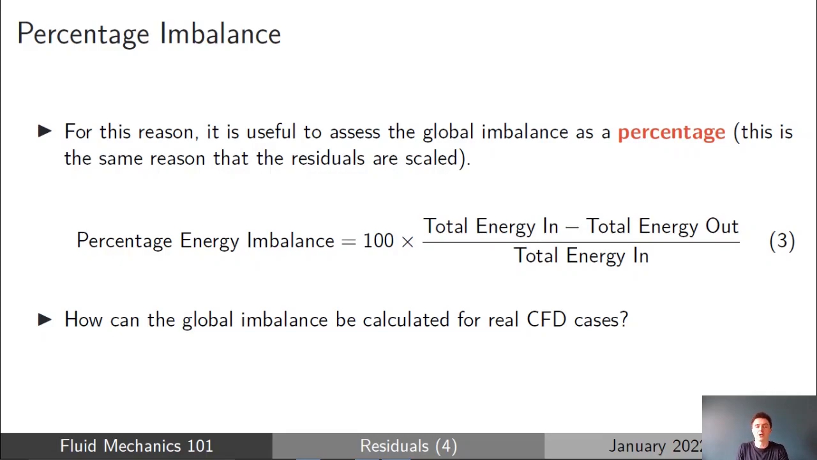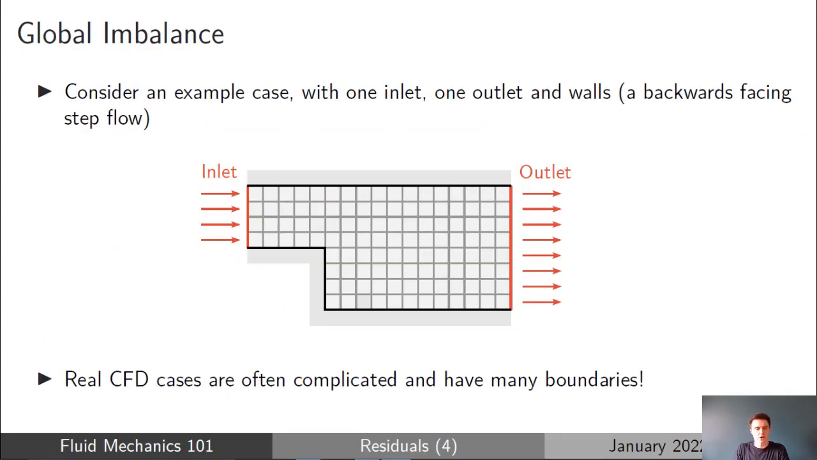Now, so far, I've only looked at a simple example, as before, of 1D heat conduction in a bar. We've got heat coming in the left end and heat going out the right end. But what do we do for real CFD cases that are more complicated, that have perhaps got many, many different boundaries? So if you consider, for example, a backward-facing step flow, this is quite a nice example of a 2D flow that again is very simple and straightforward. You have one inlet at the left end, one outlet at the right end, and then a series of walls there.